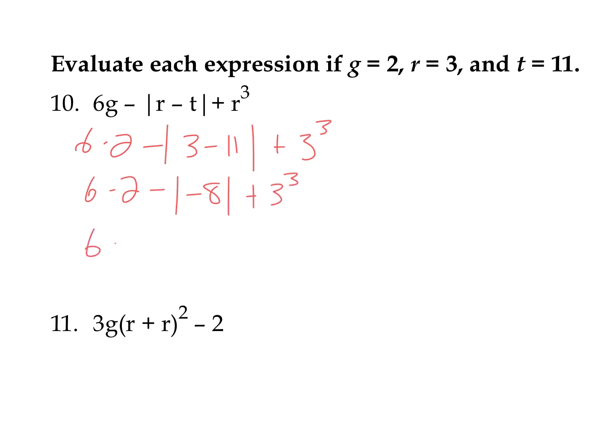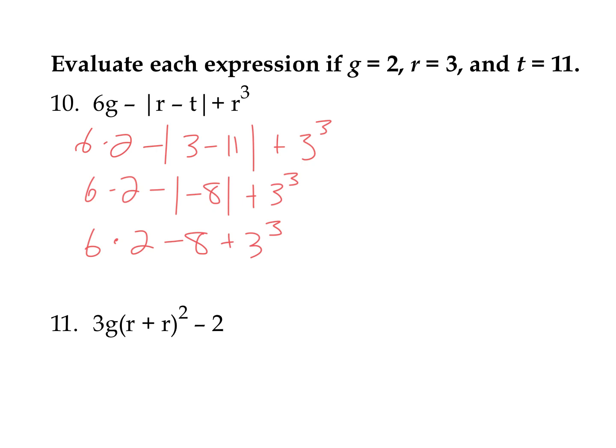That's going to be 6 times 2 minus 8. Absolute value means the positive value of that number. Don't just change signs. It's the positive value of what's inside those bars. And then plus 3 to the third. So we've evaluated our grouping symbol part, right? The P in PEMDAS, if you will. Okay, it's not parentheses, but it's a grouping symbol.